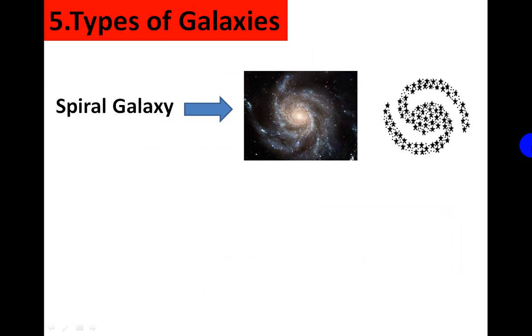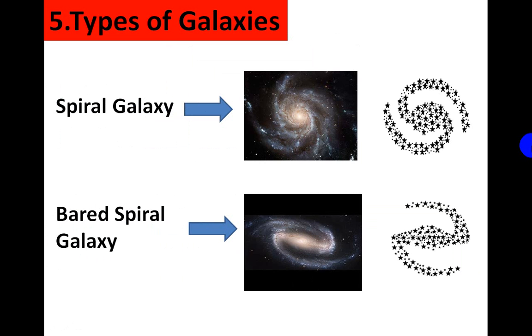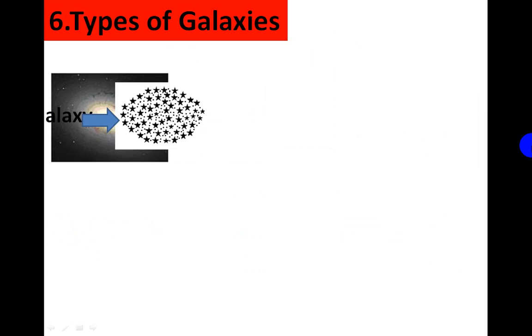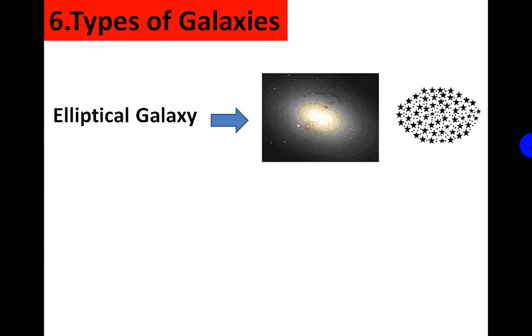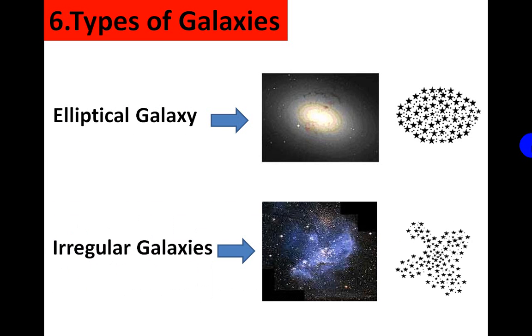Those are spiral galaxies. They have spiral arms originating from central hubs. Barred spiral galaxies. They have bars across their centers. Elliptical galaxies. They are oval in shape. Irregular galaxies. They do not have a particular shape. They are smaller in number.